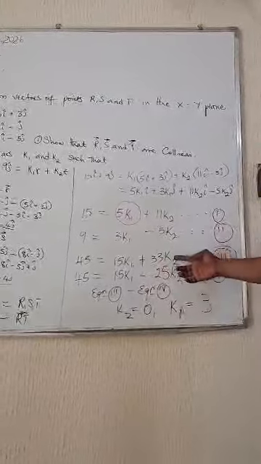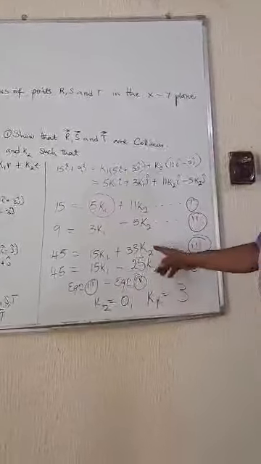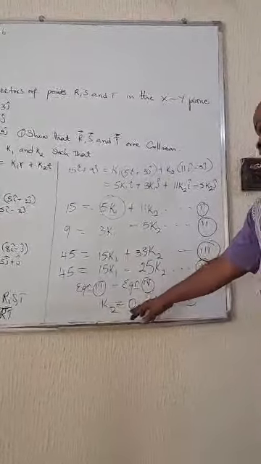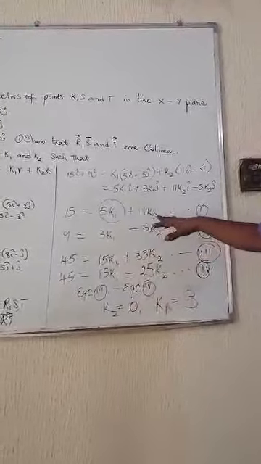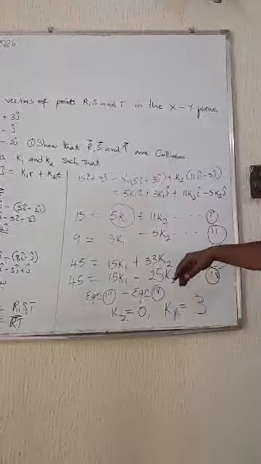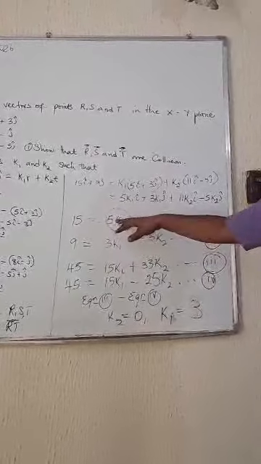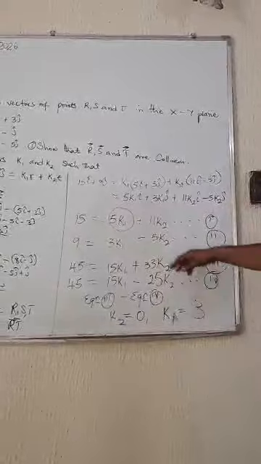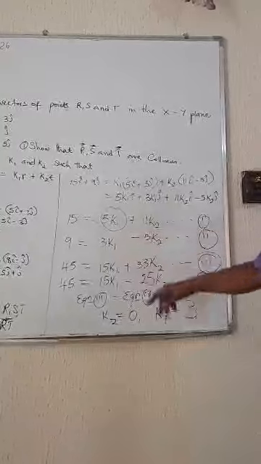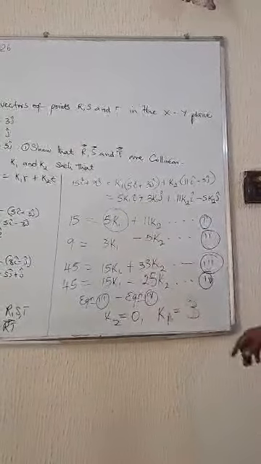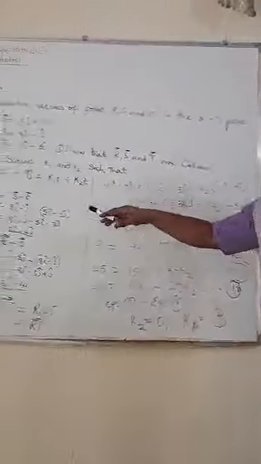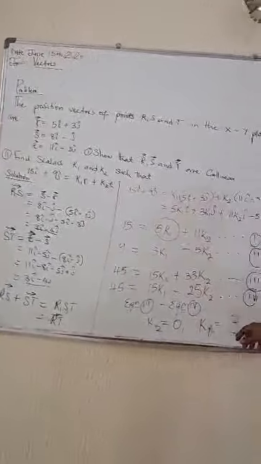Then we subtracted equation 3 from equation 4, and our k2 became 0. Plug in 0 for k2 in equation 1, where we have 11 here. And so that took us to having 15 equals 5 k1. And then we divided 15 by 5, and our k1 became 3. So from the solution, it means that our k1 is 3 and our k2 is 0.